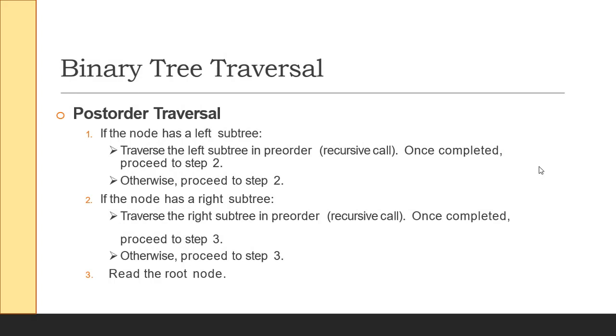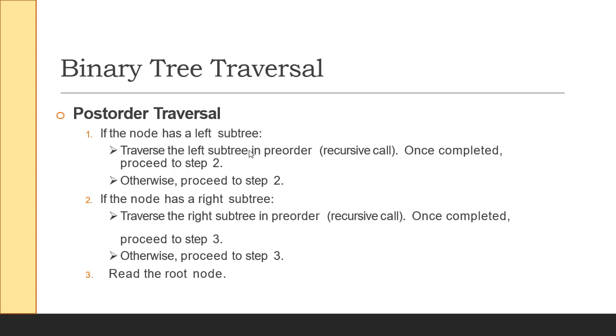On the postorder tree traversal, we have this guide. If the node has a left subtree, traverse the left subtree in a preorder recursive call. Once completed, proceed to step number 2. Otherwise, proceed to step 2.